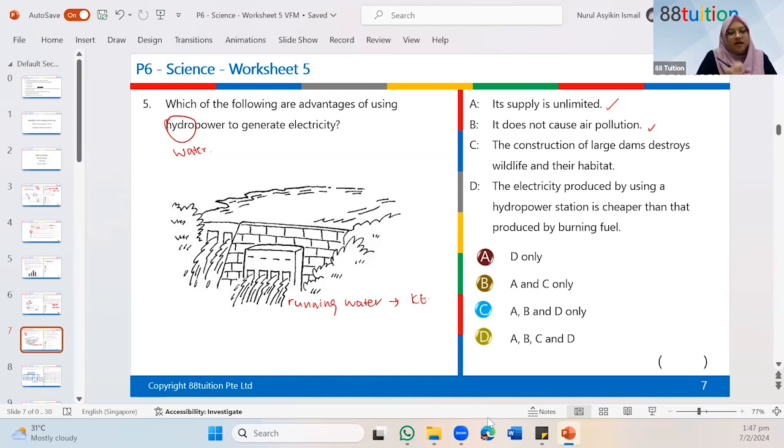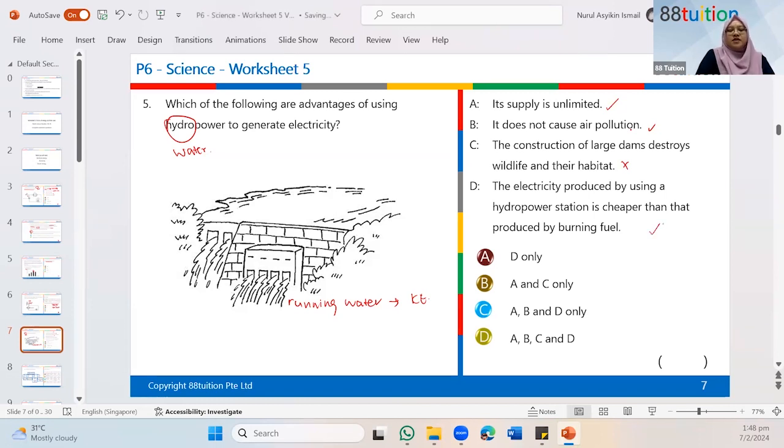There are cases in India where the small villages around certain areas where they want to make the dams are forced to be displaced or they are actually paid to move out because they want to create the dams there. So does this sound like an advantage? No, it sounds like a disadvantage. So C out. D, the electricity produced by using a hydropower station is cheaper than produced by burning fuel.